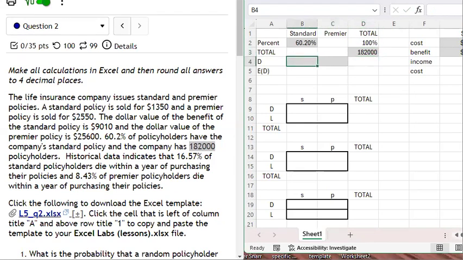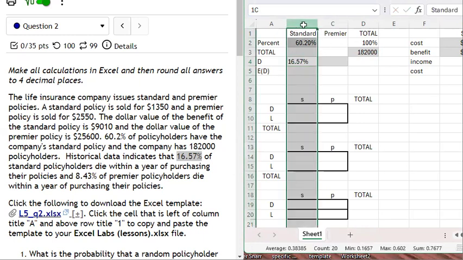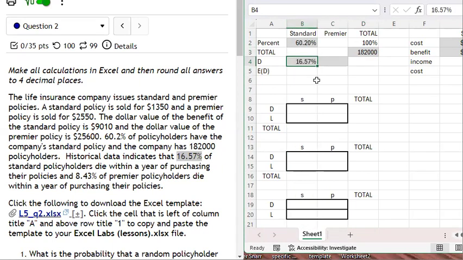Okay, and then we've got one last set of inputs to put in. Historical data indicates that 16.57% of standard policyholders die within a year. So 16.57% of these are standard policyholders, and they're going to die within a year of purchasing their policies. 8.43% of premier policyholders die within a year of purchasing their policies.